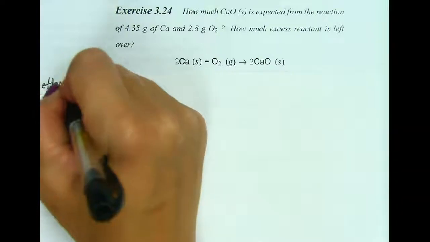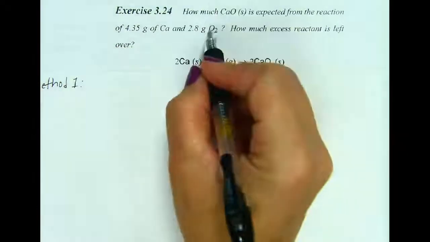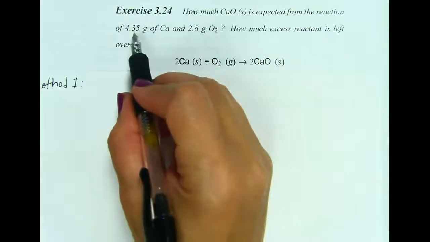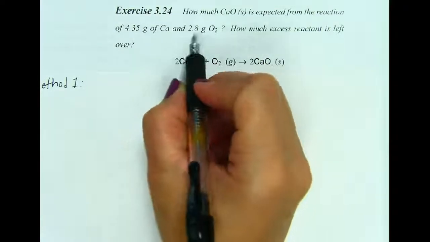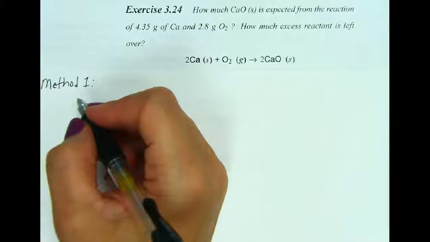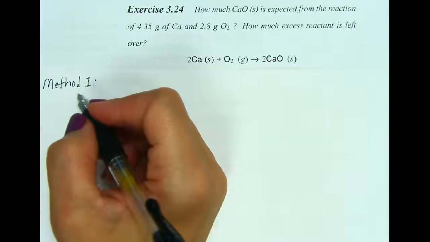Exercise 3.24, how much calcium oxide here is expected from the reaction of 4.35 grams of the calcium and 2.8 grams of the oxygen, and how much excess reactant is left over. So I'm going to actually show you how to calculate this same problem with 2 different methods.